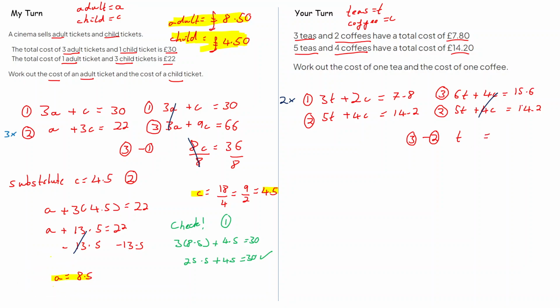15.6 take away 14.2 is going to give us 15 take away 14 is 1, so 1.4. So t is equal to 1.4. That is our first solution, written a little bit strangely. There we go. Highlighter. That is our first solution.